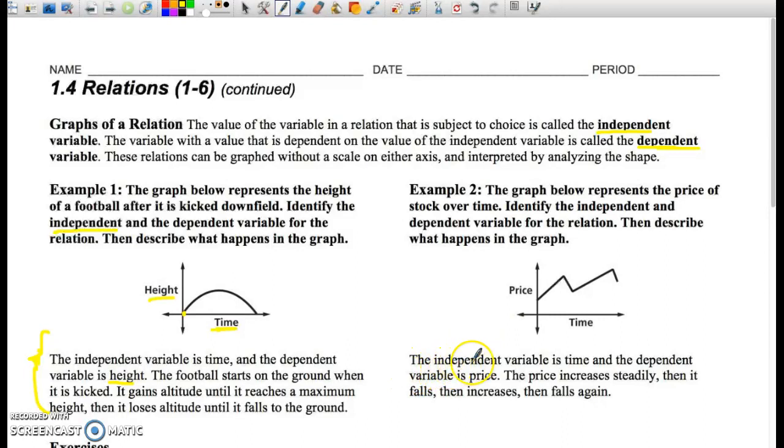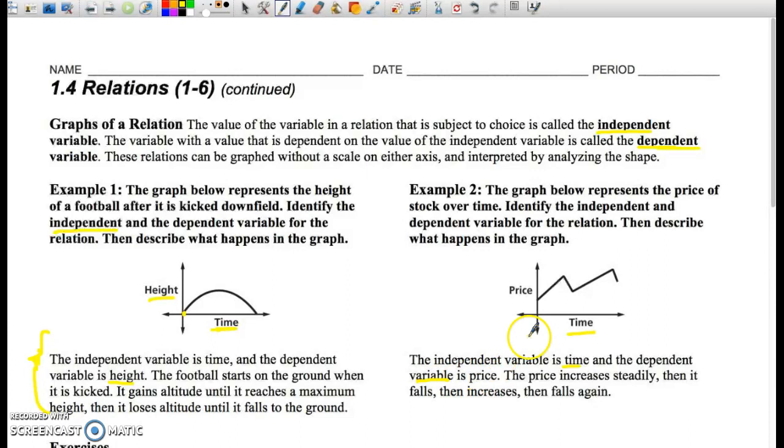The independent variable again is time, because once again that is not affected by anything. What happens to your stock does not influence time. But the dependent variable is the price of your stock, because that is going to change as time goes on.